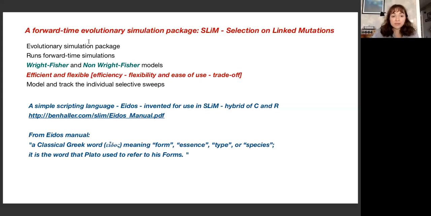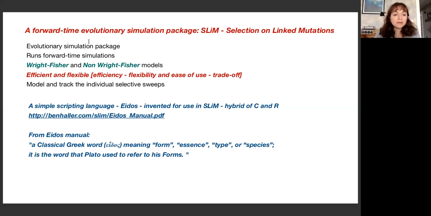This is an evolutionary simulation package that runs forward time simulations. The first and second versions of SLiM were able to run Wright-Fisher models, but now in the third version, you can also run some non-Wright-Fisher models. But it is not suggested to start with the non-Wright-Fisher models. First, become very familiar with SLiM and how to run Wright-Fisher-based models, which are more controlled. Then, after becoming a bit advanced, proceed to non-Wright-Fisher models.